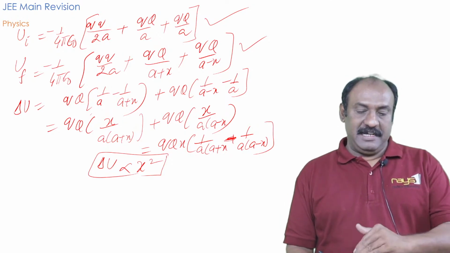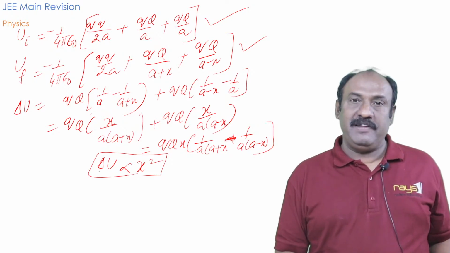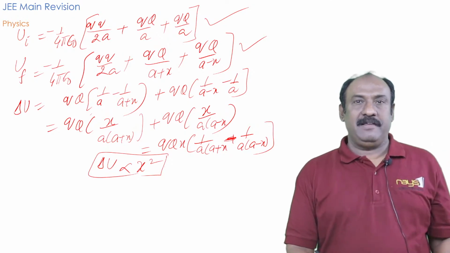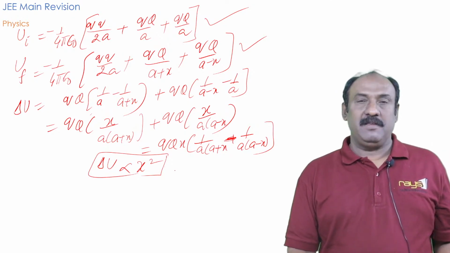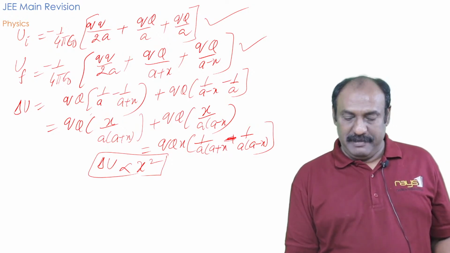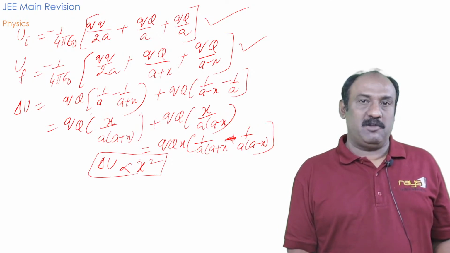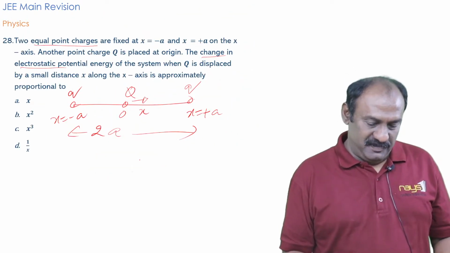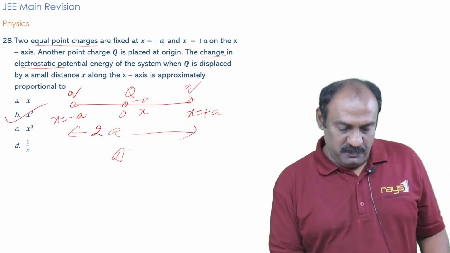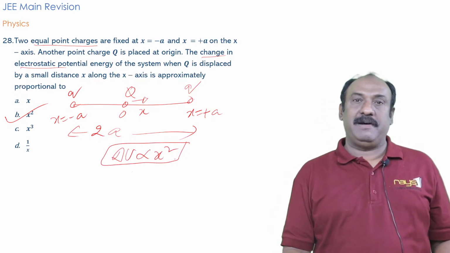Then by taking the difference of these two, we get the equation, and we only want the relation between the change in potential energy and the displacement of the charge q from the mean position. So after calculation we get minus x, minus 2x into x square. So change in potential energy is directly proportional to x square. So answer is B. For question number 28, change in potential energy is directly proportional to x square is the answer.